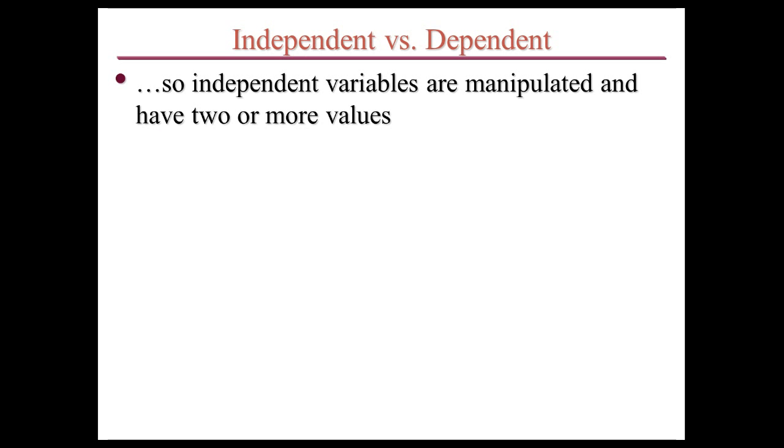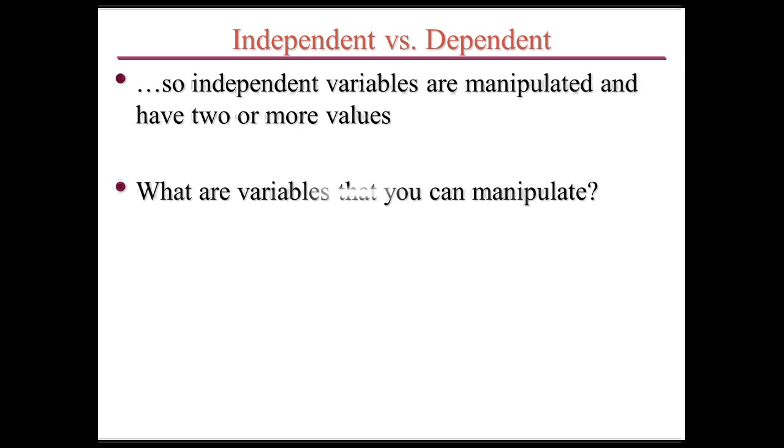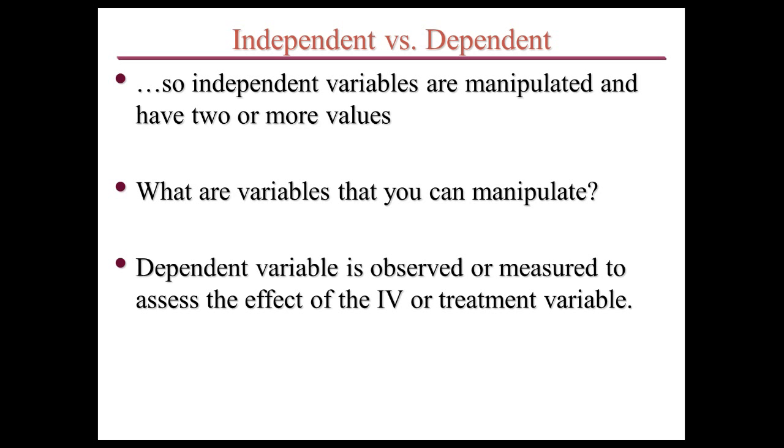So independent variables are manipulated and have 2 or more values. So what are some variables that you can manipulate? Can you manipulate gender? No, you can't. Well, I guess you can, kind of. That takes a lot of work. But generally, as a researcher, you can't. Yeah, I guess an individual person could manipulate it. But anyway, researchers generally can't manipulate that.